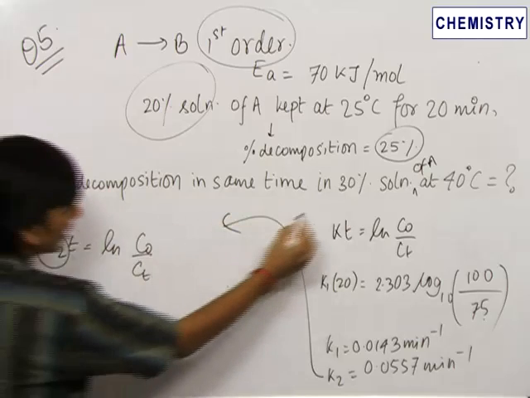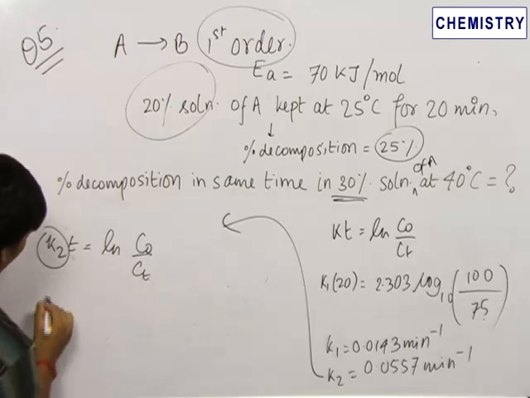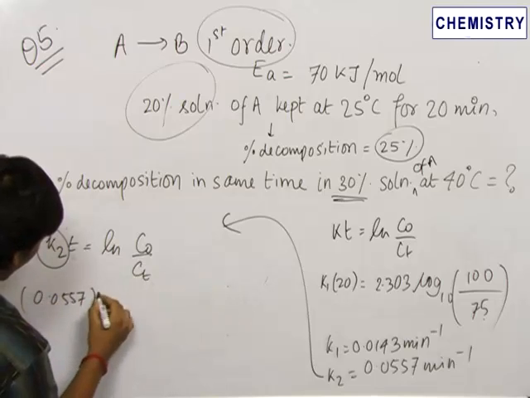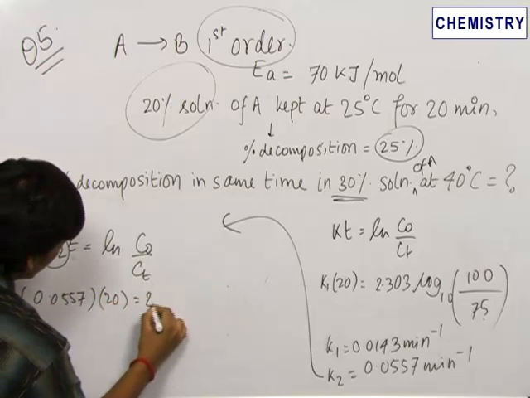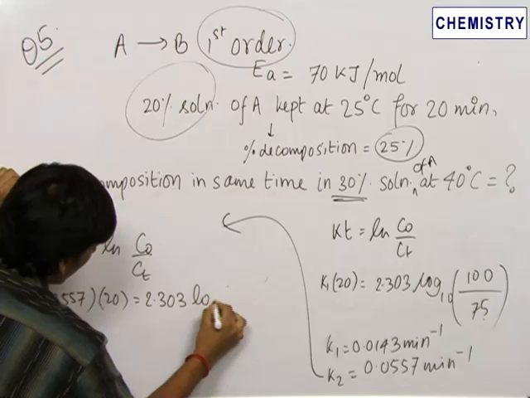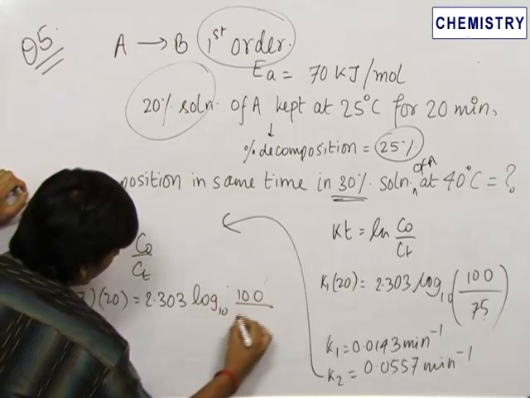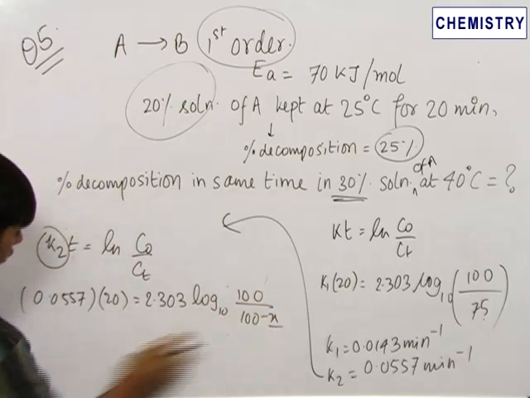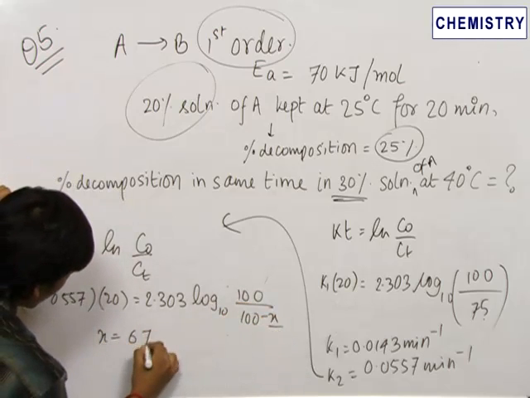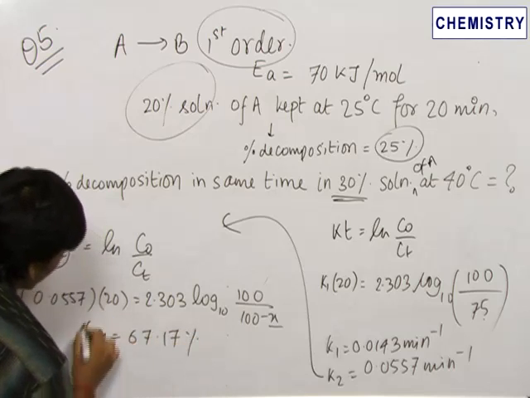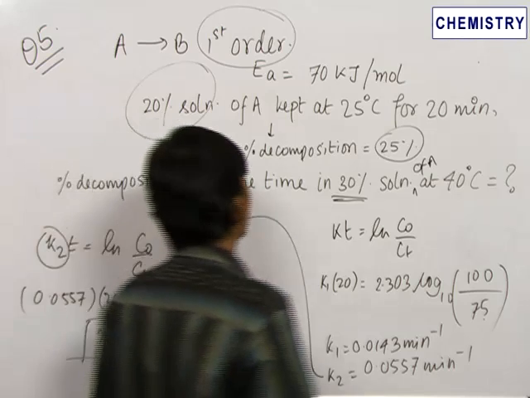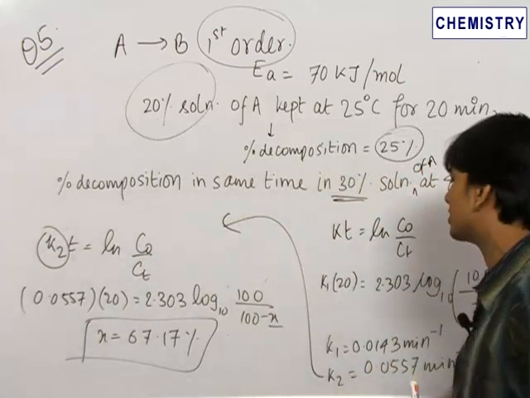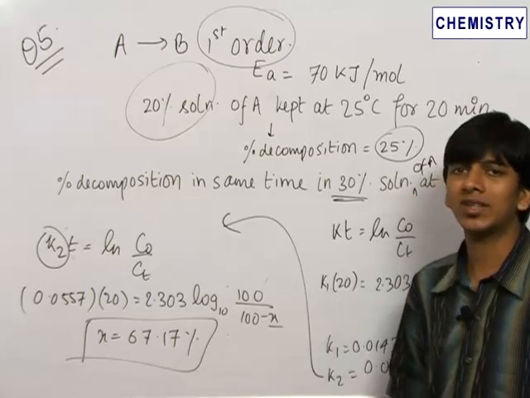Now again this 30% has no relevance because we are taking ratio, therefore we write here 0.0557 into 20 is equal to 2.303 log base 10 of 100 upon 100 minus x. The percentage decomposition is x. Now on solving this, we get the value of x to be equal to 67.17%. So the final answer for the percentage decomposition in the same time in a 30% solution of A at 40 degrees Celsius comes out to be equal to 67.17%.